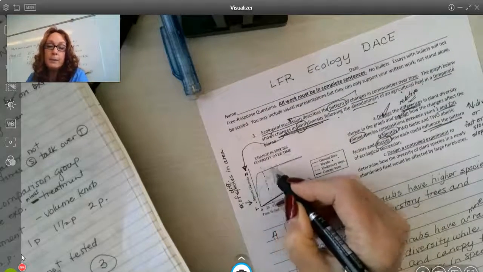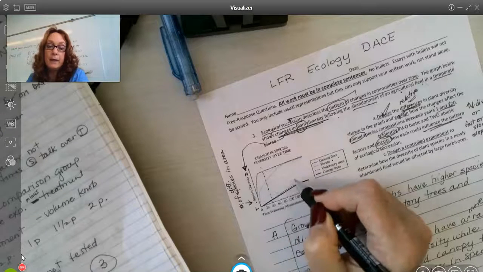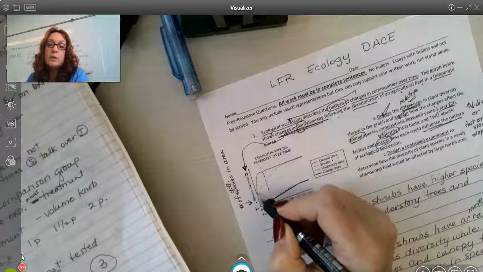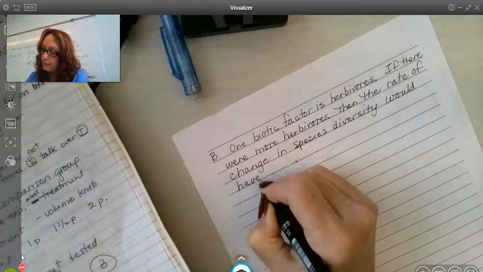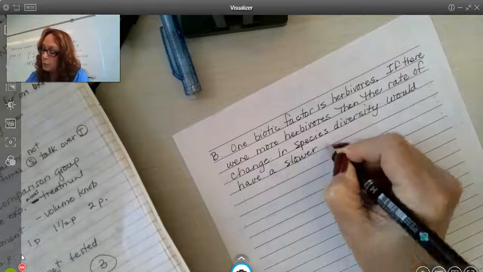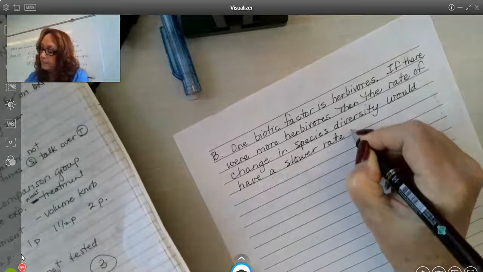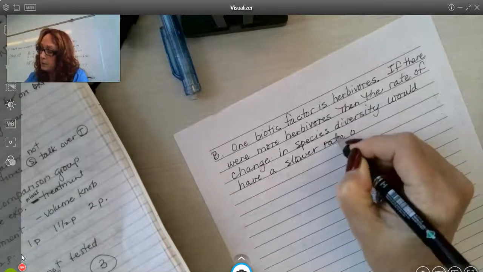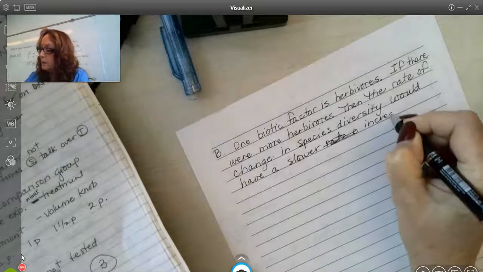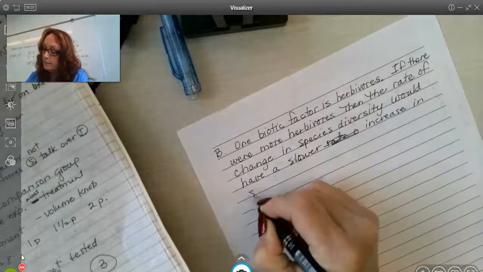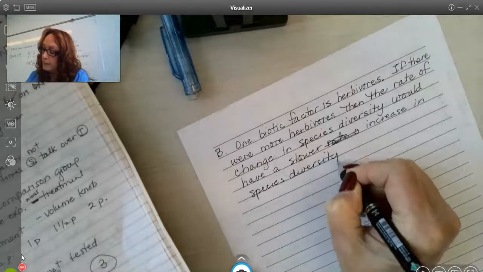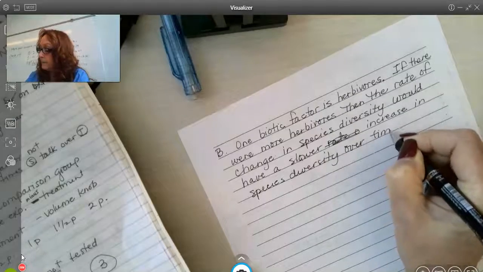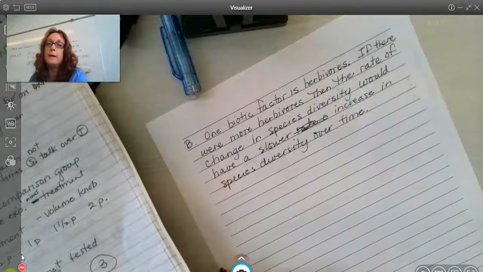So yum, yum, yum, yum. They're going to eat everything, right? We didn't say small or large. So everything's going to have a lower, slower rate of change. Would have a slower rate of change. Let's change that, because they're all increasing. A slower increase in species diversity. And it's over time, because that's my rate. Okay, there's one biotic factor.